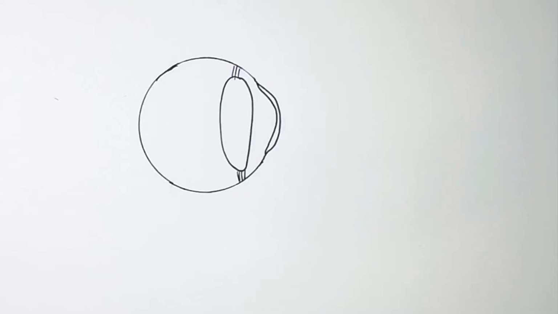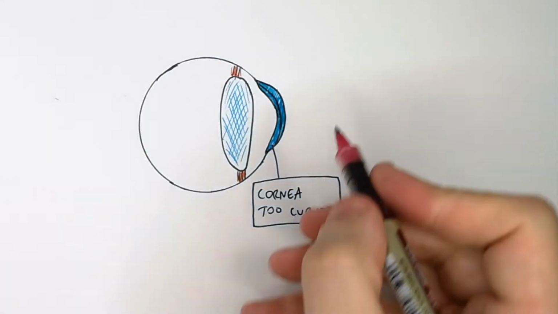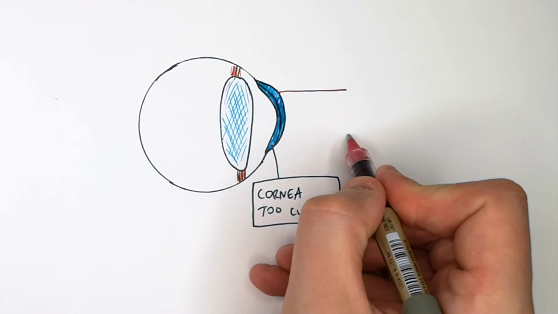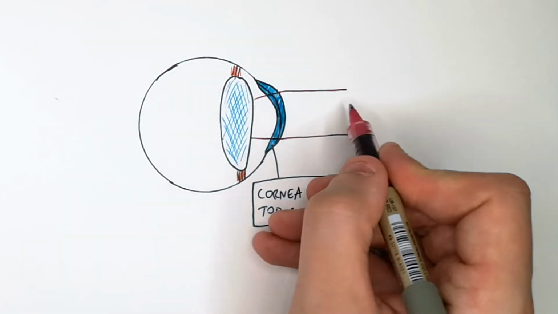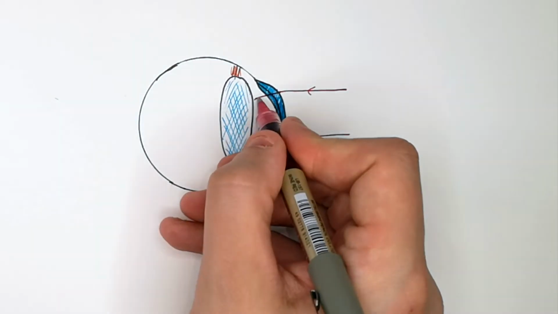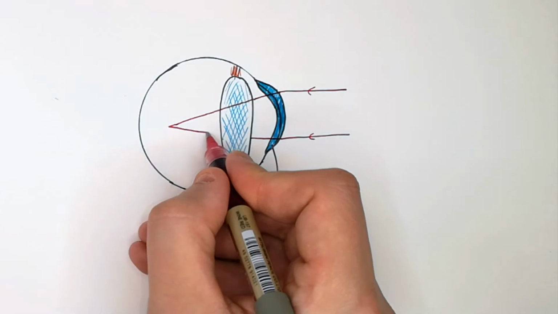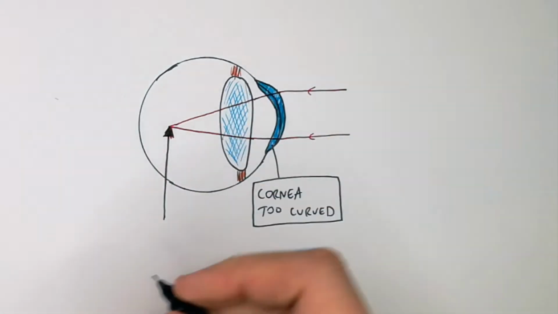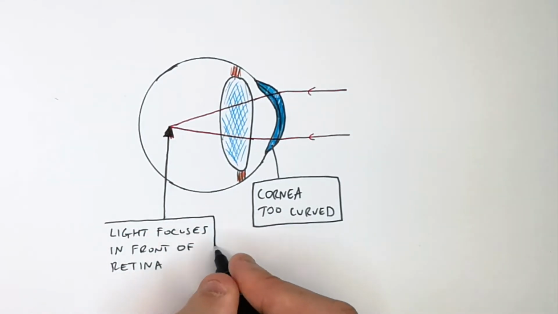This is a normal cornea. However, you can get corneas that are either too thick or too curved. So when light enters the eye through a too curved cornea, what happens is that the light is refracted too much. And then the lens is going to focus the light in front of the retina. So it does not get focused on the retina itself.